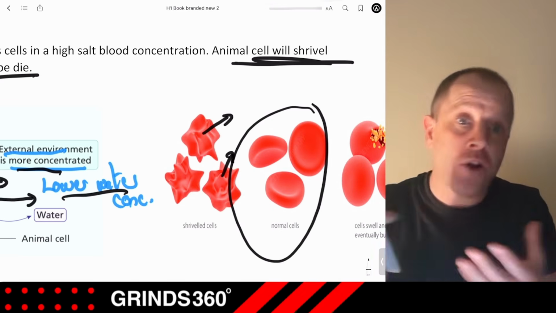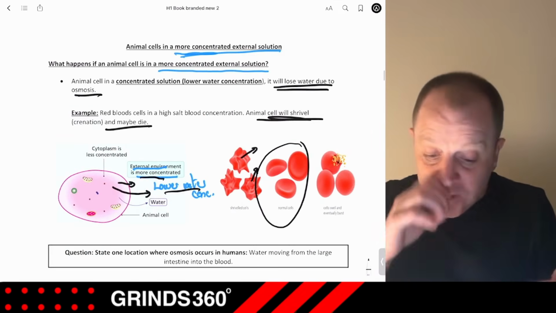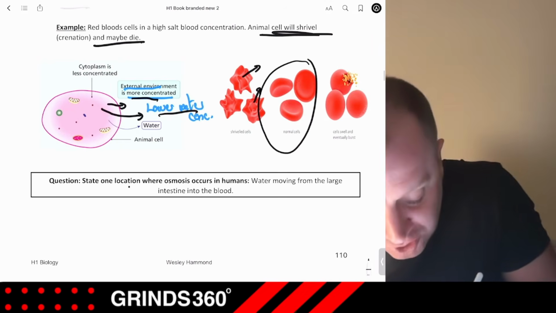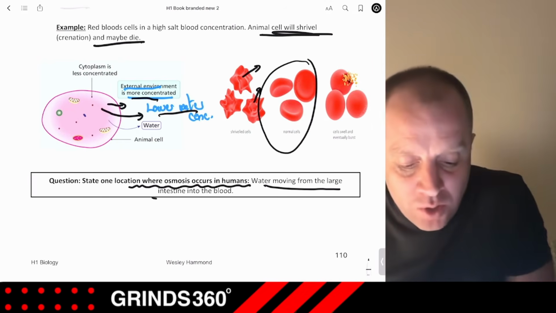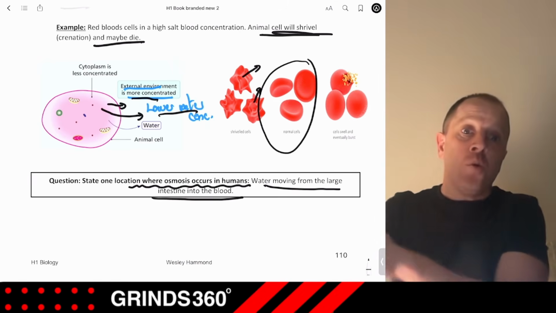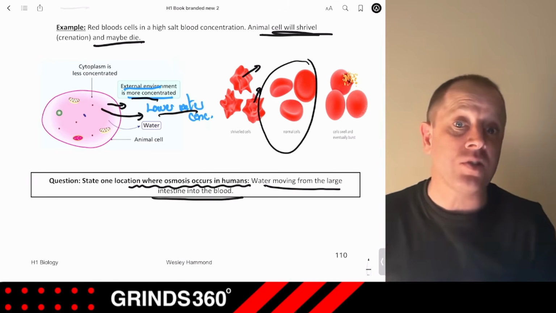So therefore water will enter and leave the red blood cells at the appropriate rate. Okay, so look at this here. State one location where osmosis occurs in humans. Water moving from your large intestine into your blood. Water right now is being absorbed from your intestines into your blood by osmosis.